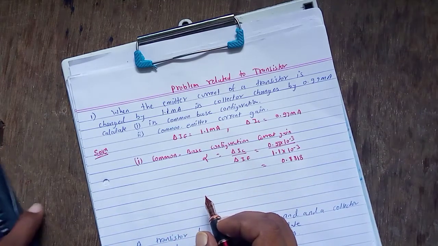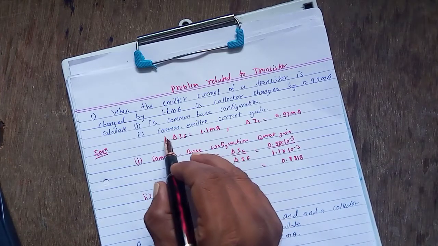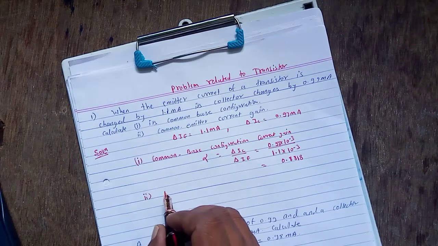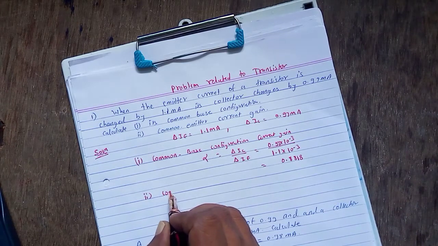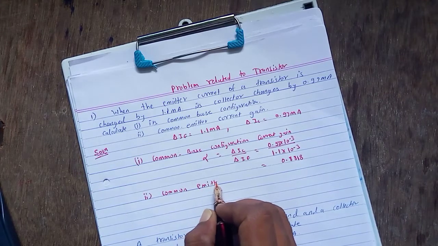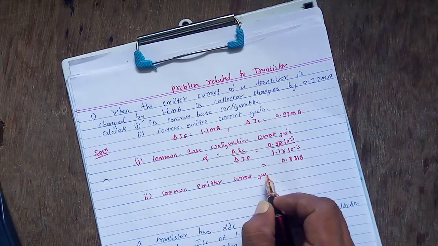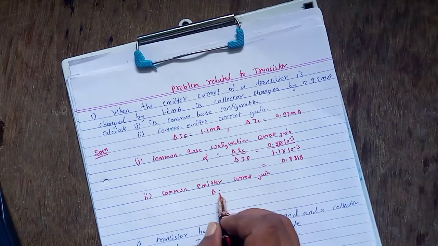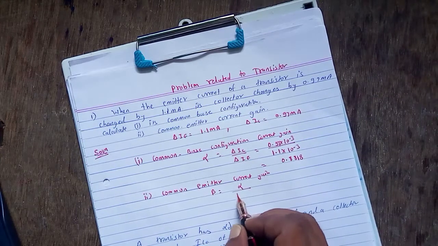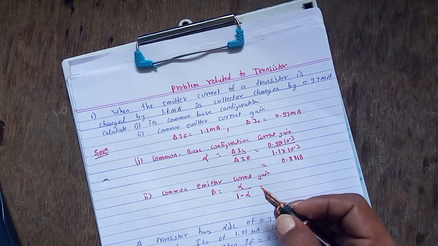Then the second part that is asked is the common emitter current gain. This common emitter current gain is nothing but beta, since beta has been given by the formula alpha upon 1 minus alpha, that is, beta is equal to alpha divided by 1 minus alpha.